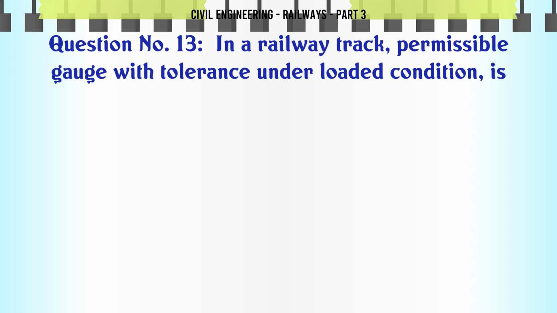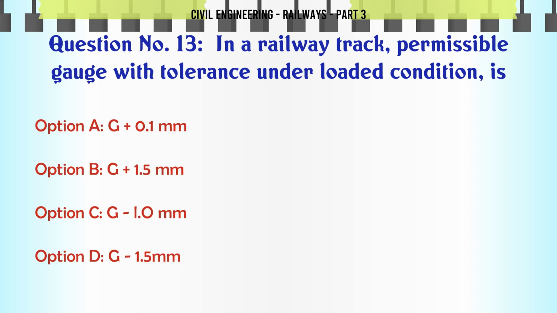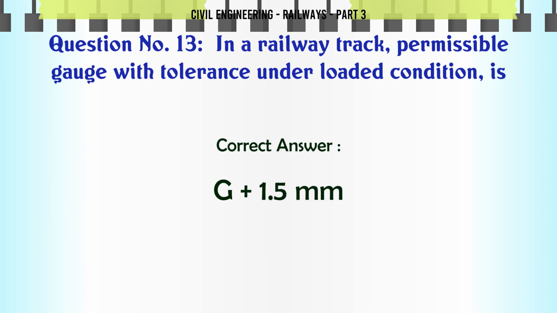In a railway track, permissible gauge with tolerance under loaded condition is A, 0.1 mm, B, 1.5 mm, C, 1.0 mm, D, 1.5 mm. The correct answer is 1.5 mm.